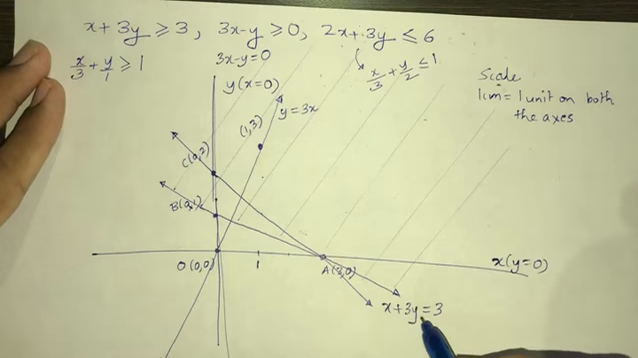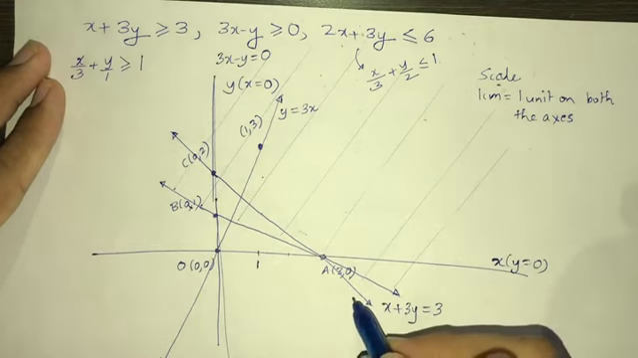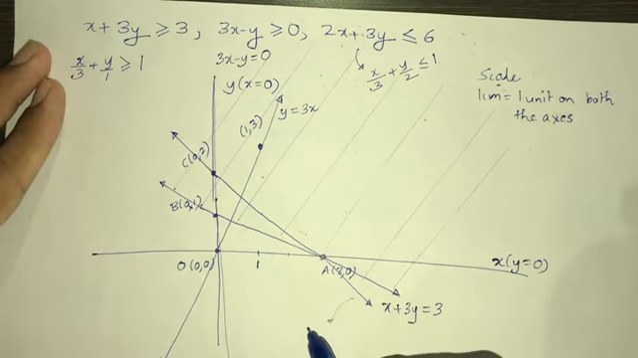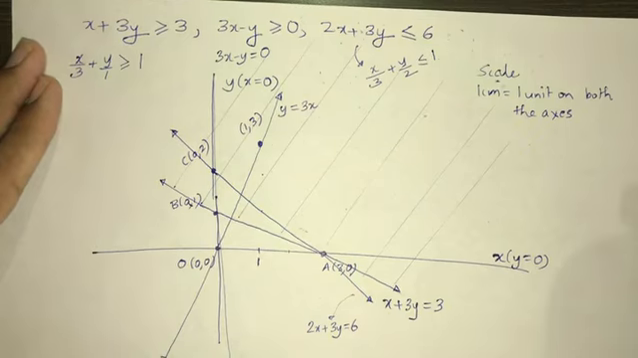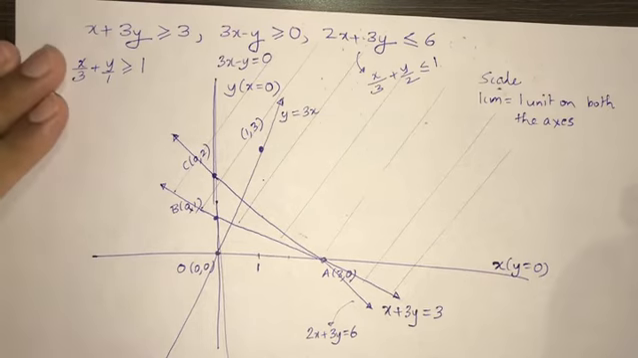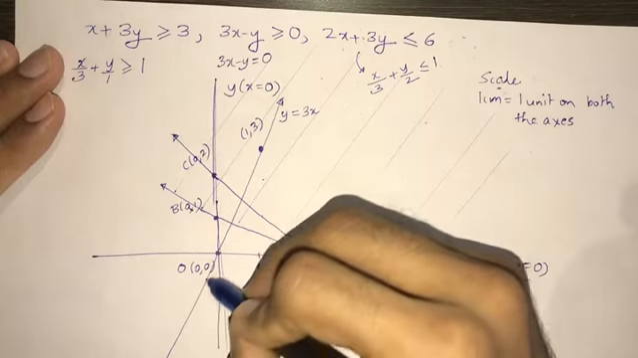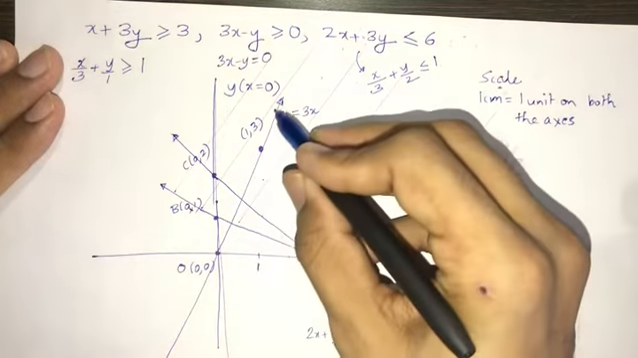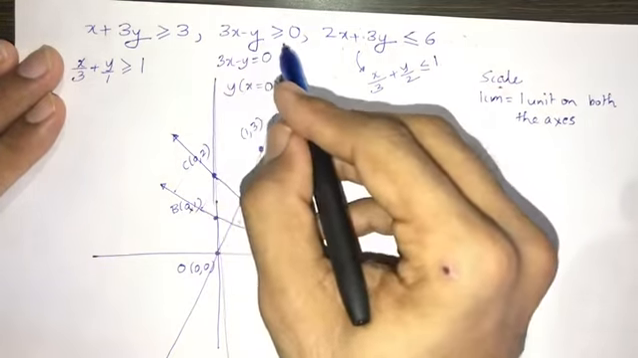Okay, this is x plus 3y equal to 3. This one straight line is 2x plus 3y equal to 6. Okay, before going to the 2x plus 3y equal to 6 straight line, I need to find out what the half plane is for 3x minus y greater than 0.